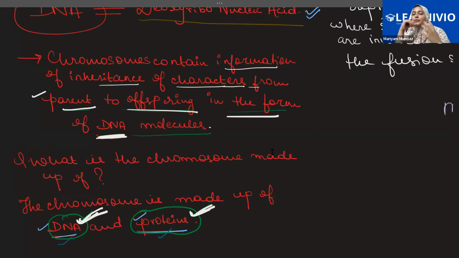Anyway, no matter whom you resemble, that passing of characters and traits happens because of the chromosomes. And the chromosomes, why? Because they carry the DNA.